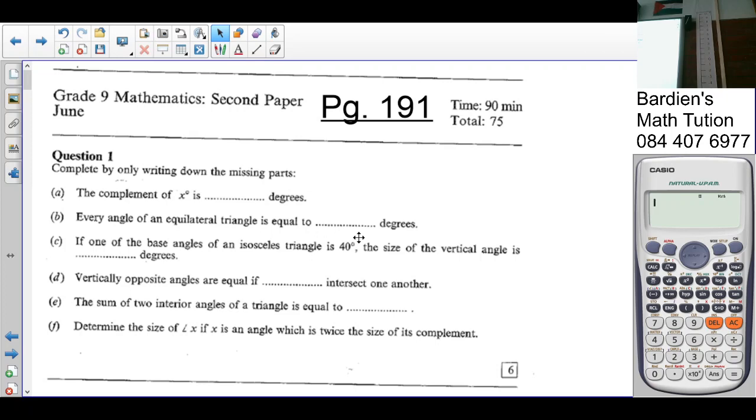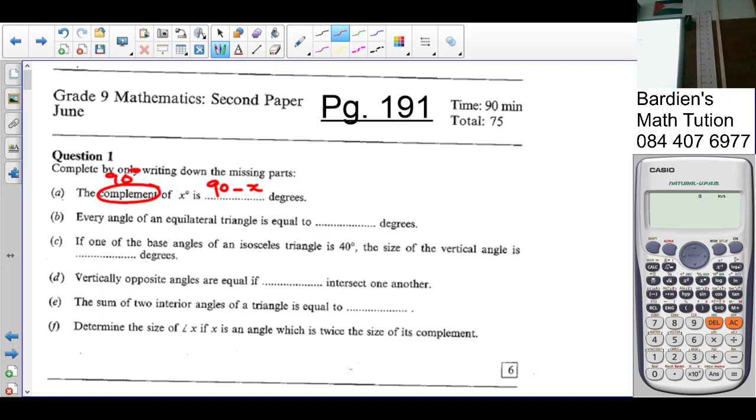So the first question says, complete by only writing down the missing parts. The complement of x degrees is... So what is a complement? The angles add up to 90 degrees. So what's the complement of x? 90 minus x. What's the complement of 20 degrees? 70 degrees. So we take 90 degrees and we minus the angle given.